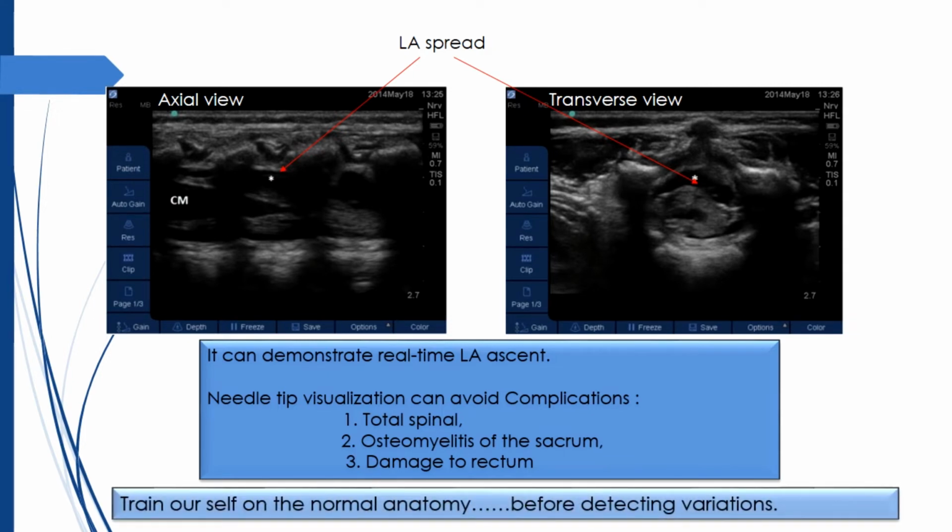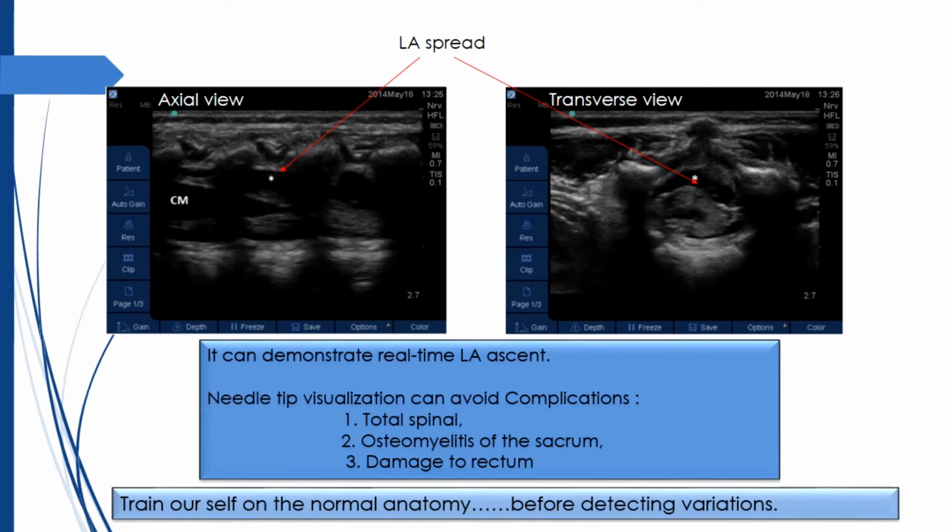Now, this is the area that is prone for many anatomical variations, and we have to train ourselves with normal anatomy before we can detect variations. So my suggestion is that whatever the case, even if it is a simple caudal, try to use ultrasound so that we can train our eyes to the normal anatomy, and it will take quite some time before we are able to detect variations.